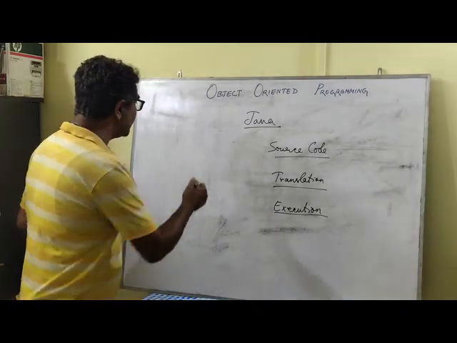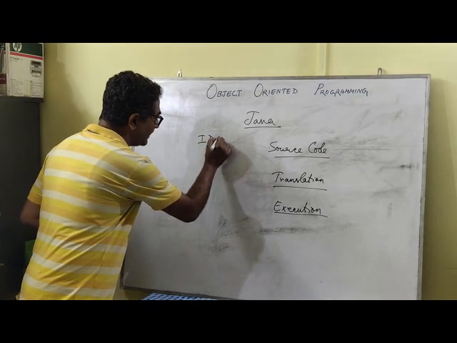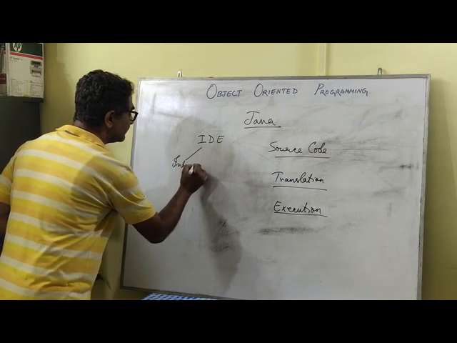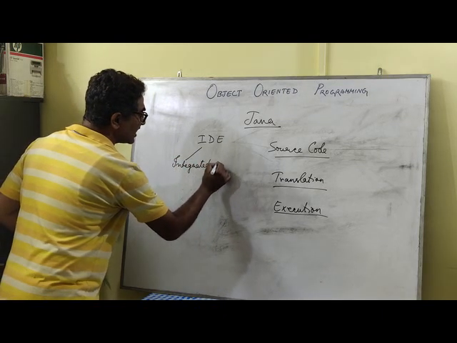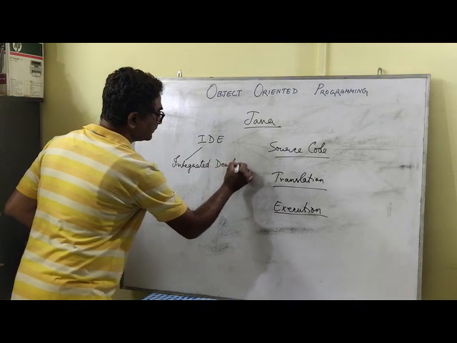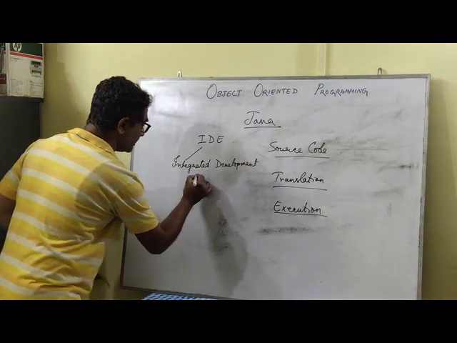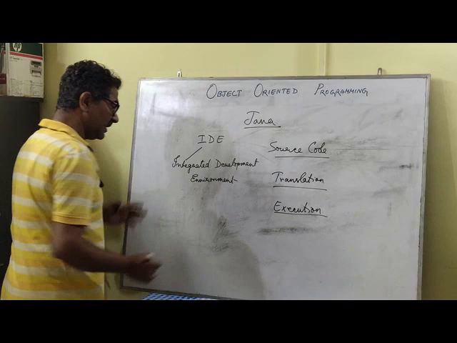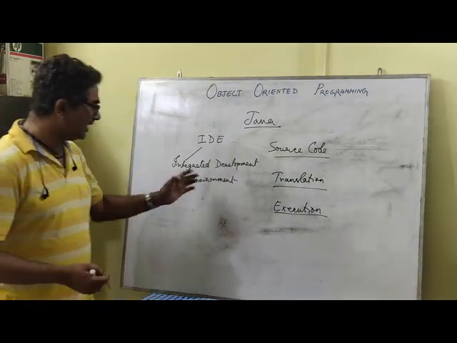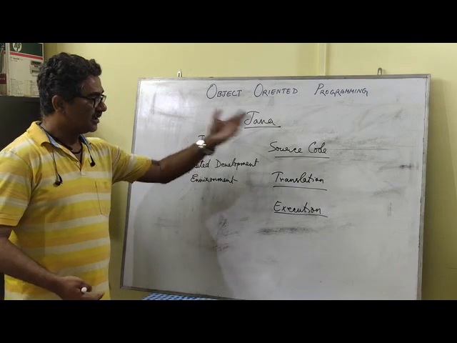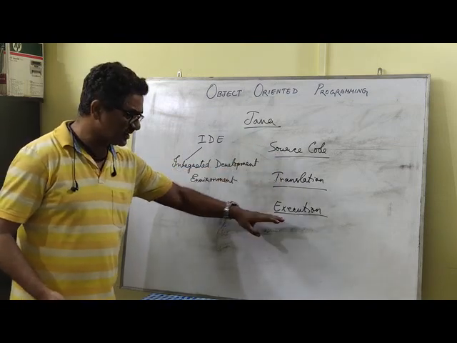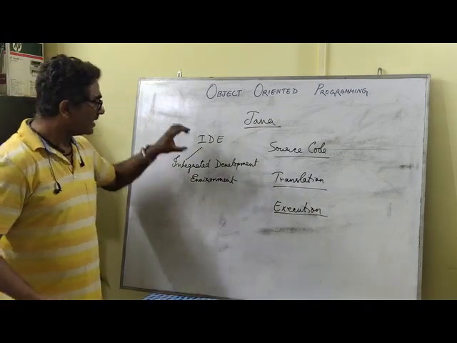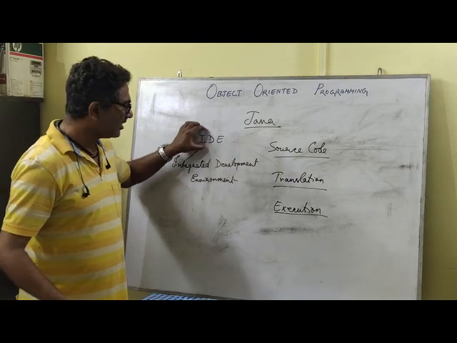And this particular software is called IDE. IDE stands for Integrated Development Environment. So, Integrated Development Environment or IDE is used to write the source code, to perform the translation process and the process of execution. So these three unique things need to be performed using a single software which is called IDE.